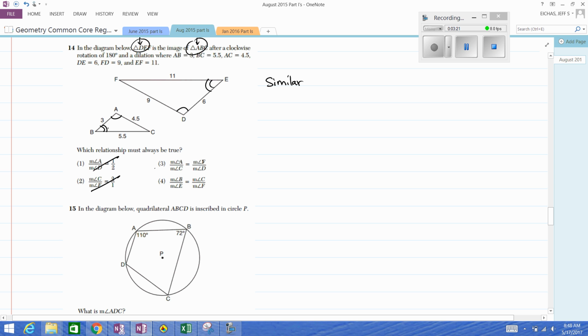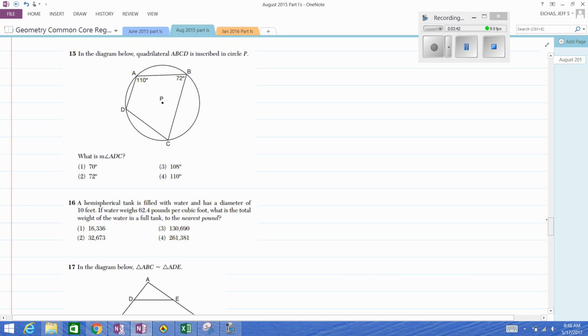B and E are corresponding, so it doesn't matter what the angle measure is. This is going to be in a ratio of 1 to 1. These are going to be equal. As long as C and F are corresponding, they are. So this is going to work, because C is equal to F, B is equal to E. We're going to get that one. Tricky problem.